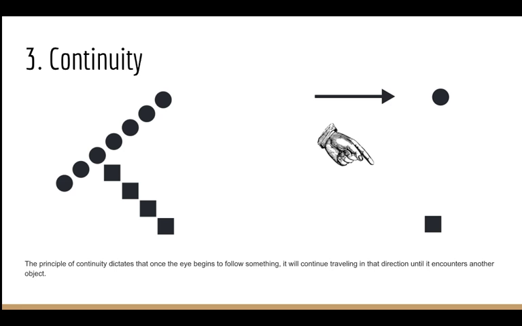And then continuity is the next one. This principle of continuity dictates that once the eye begins to follow something, it will continue traveling in that direction until it encounters another object. In this case, if you're following the circles, which are similar, you're going to follow them up, and with the squares, you're going to follow them down. And like this arrow, you're obviously going to follow an arrow to the end point, but this image with the pointing hand acts similarly to an arrow where you're going to follow it to where it's leading.